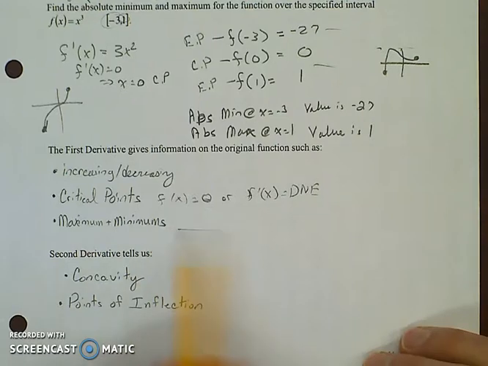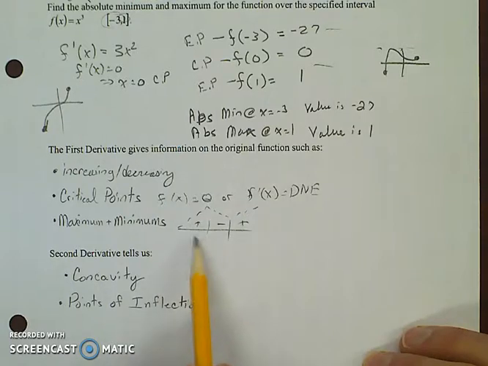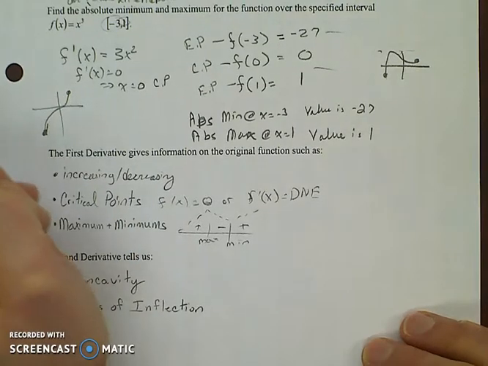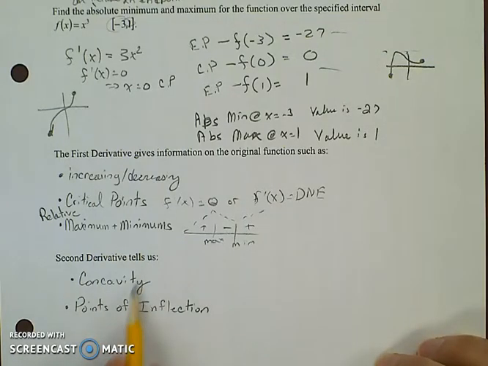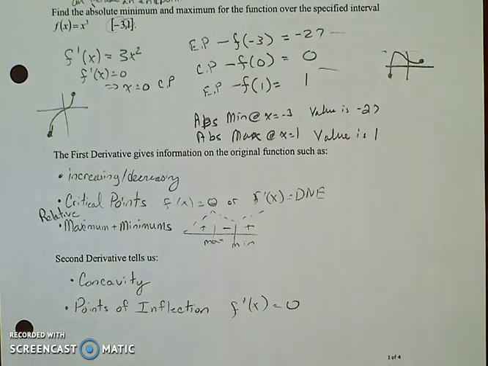Maximums and minimums occur from doing the slope. This would be positive, negative, positive. So max here and min here. They're relatives, if you wanted to include that, they're relative min and maxes. And then the second derivative tells us concavity and points of inflection. That's when the second derivative is equal to 0.